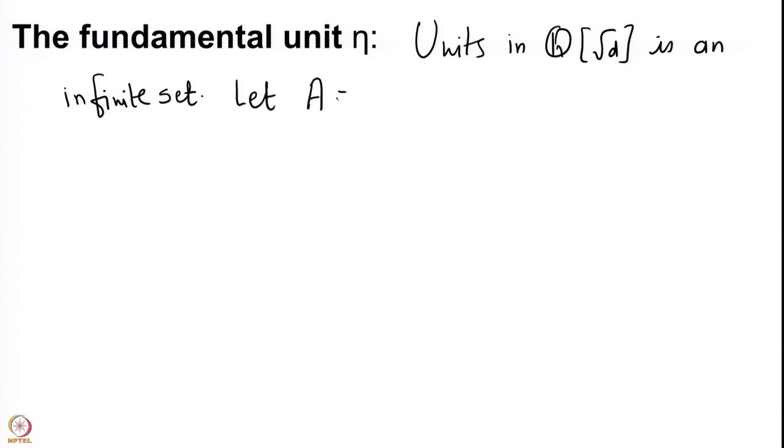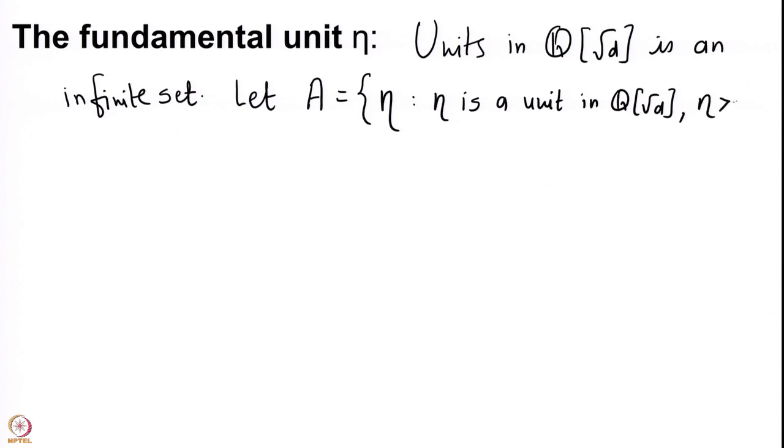Let A be the set of units we consider those units which are bigger than 1. So, this is a set of units. Is it an empty set or is it a non-empty set? So, we observe that if you have units, the units will be either positive or negative. Since you have that 1 and minus 1 are always units, we call them the trivial units in Q root D. So, whenever you start with any non-trivial unit, if that non-trivial unit is negative, you can multiply it by minus 1 and then you get a non-trivial unit which is positive. So, we have now a non-trivial positive unit. The only trivial positive unit is 1. Since our unit eta, which is now a positive unit, is non-trivial, eta cannot be 1.